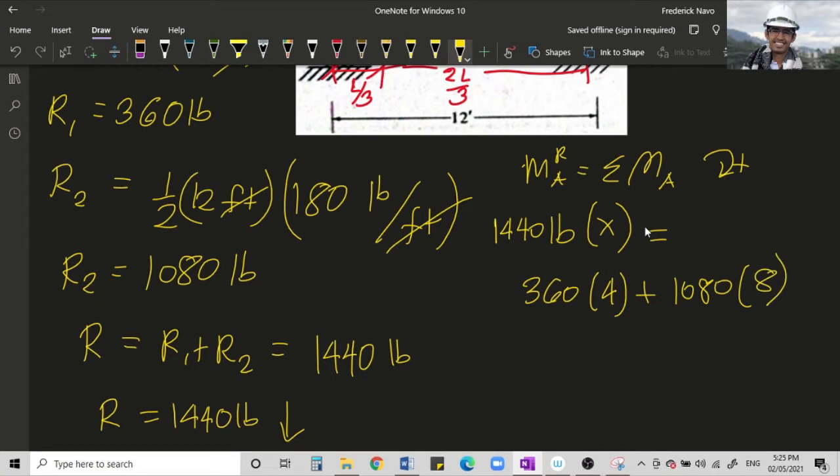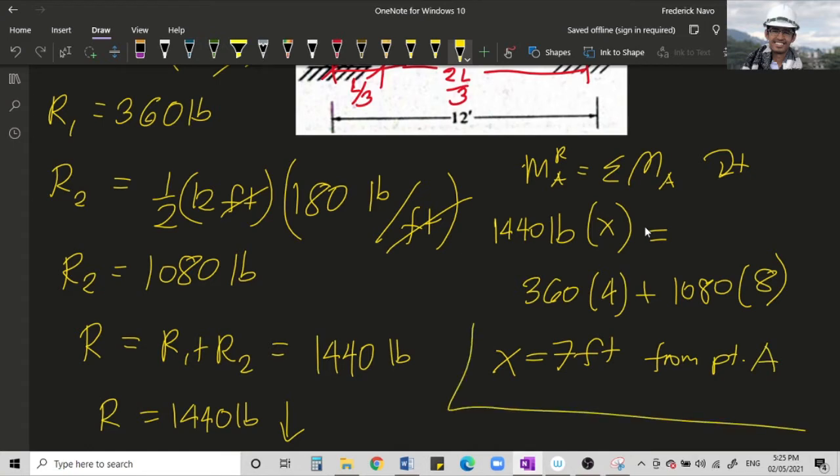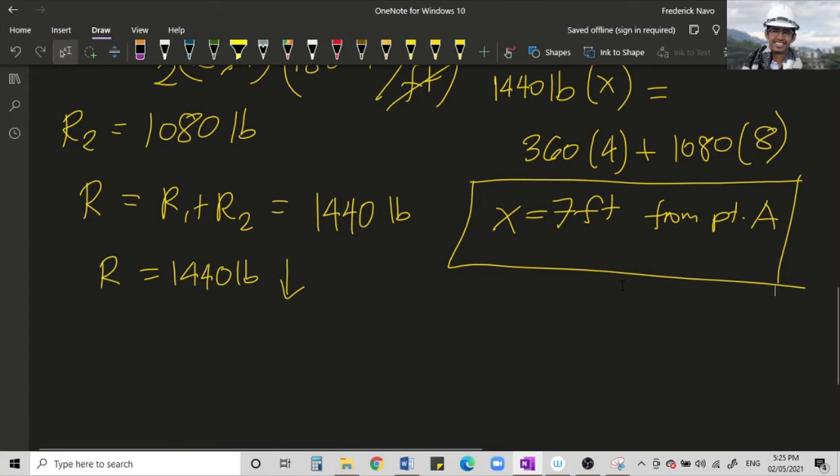So, yung location niya, X will be equal to 7 feet. So, 7 feet to the left of A, or from the point A. Okay? So, this is the location of the resultant. And this is the resultant force.